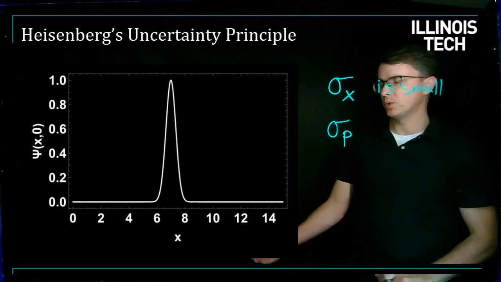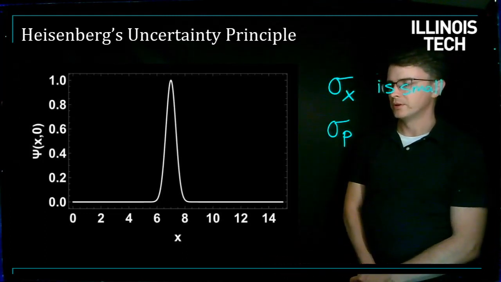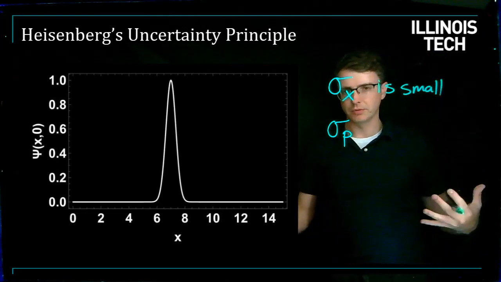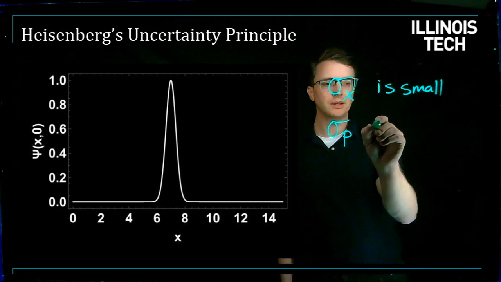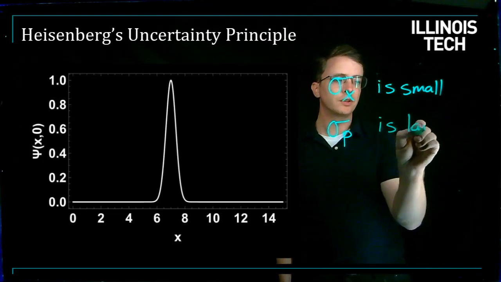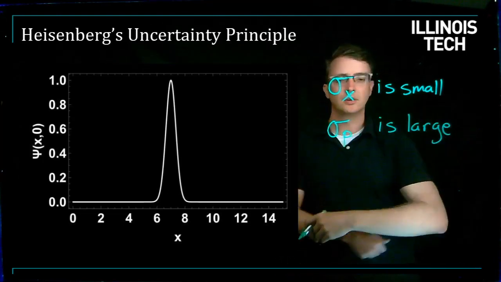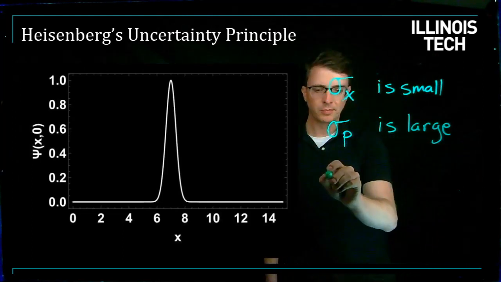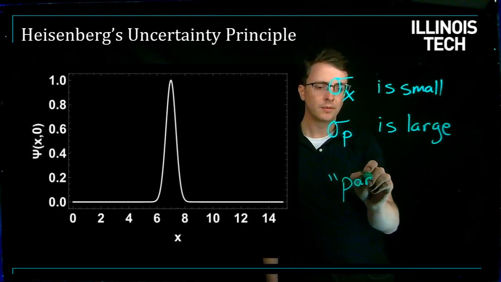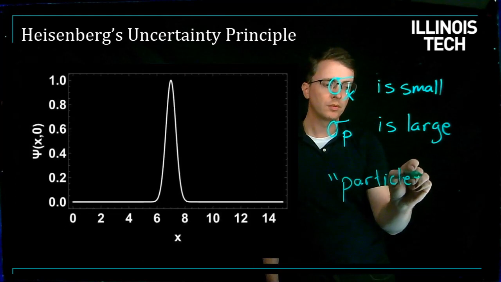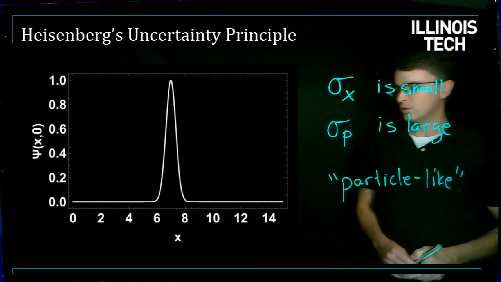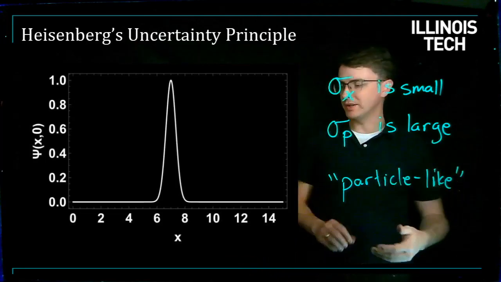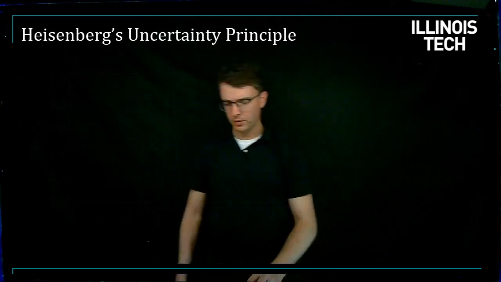But if someone asks you, what's the wavelength of this particle? You would be like, what do you mean? It doesn't really repeat. How could I assign a wavelength to it? So sigma p is large. The uncertainty in the wavelength is very large. And so this is more particle-like. We had two examples of wave functions there. One is acting more like a wave, one is acting more like a particle.